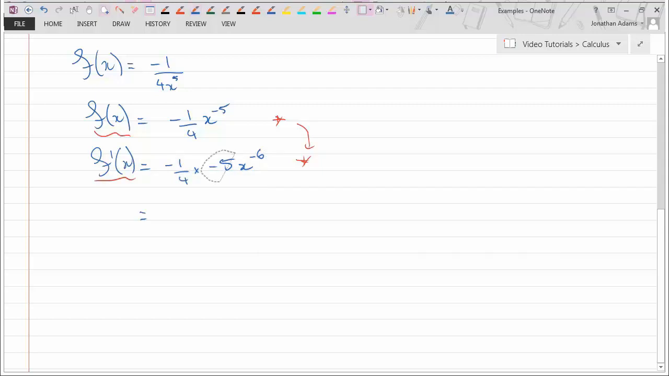Negative 1/4 times negative 5, I've got two negatives multiplied together as a positive. 1/4 times 5 is 5 on 4, x to the minus 6, and if you want to tidy up, let's have another go at that. 5 on 4x to the power of 6 is the derivative of this function.